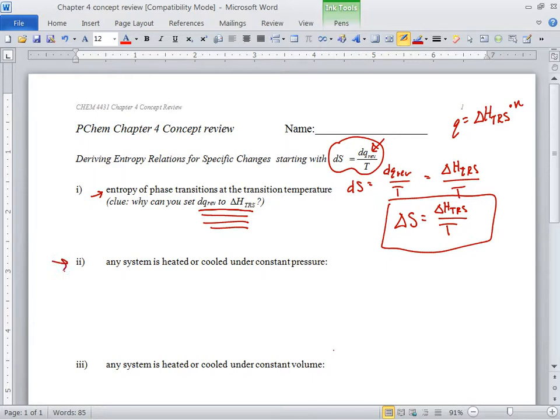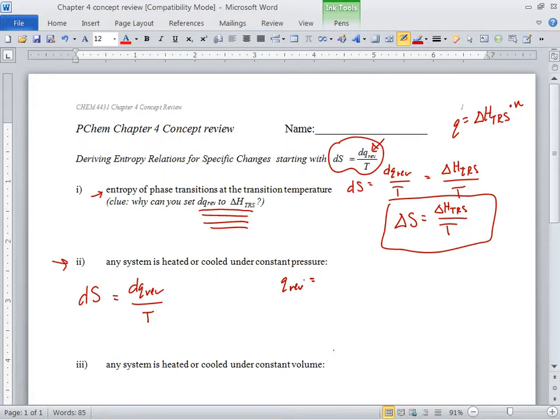Okay. Any system is heated or cooled under constant pressure. So we're supposed to start. Well, I guess I started on the wrong side. My infinitesimal change in entropy is dq reversible over T. So the question is, it's constant pressure. Let's not put the d's in there yet. If pressure changes, can you have an entropy change? I mean, if pressure is not changing. Well, we'll find out if we get a number for this.